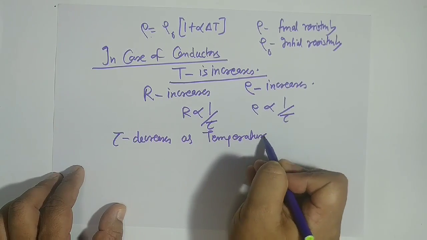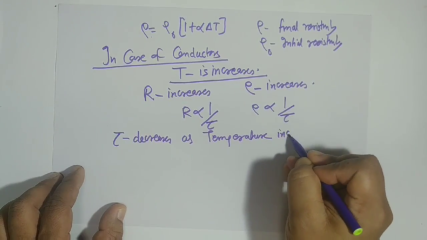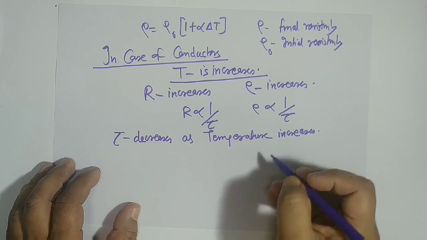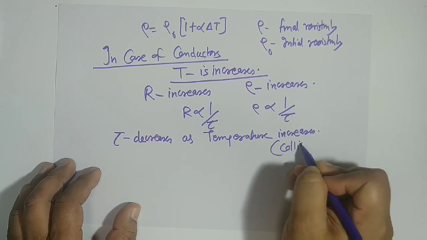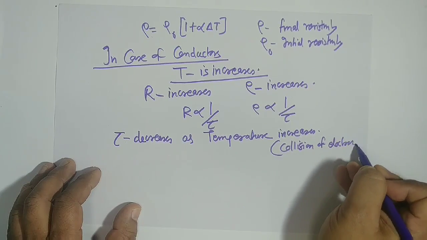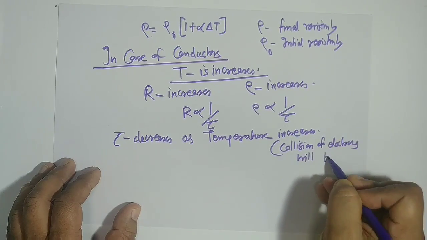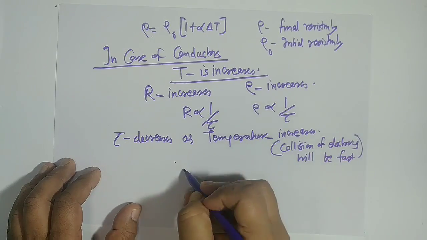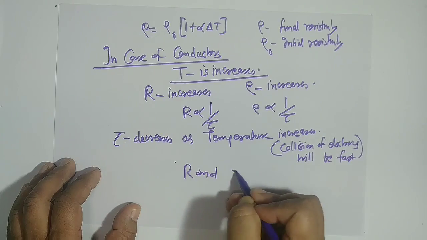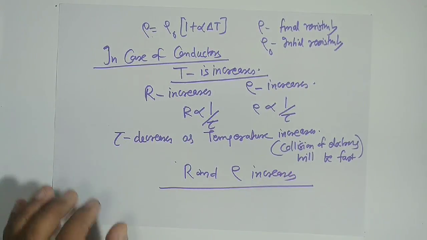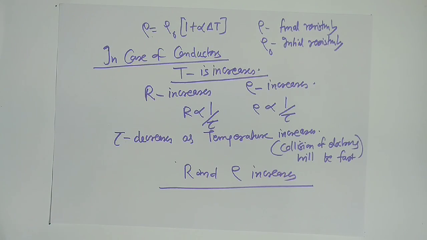So as we increase the temperature, tau decreases, the relaxation time will decrease, and the collision of electrons will be fast. So R and rho increase. This is a conceptual question. Got it? So this is how we are going to explain this.